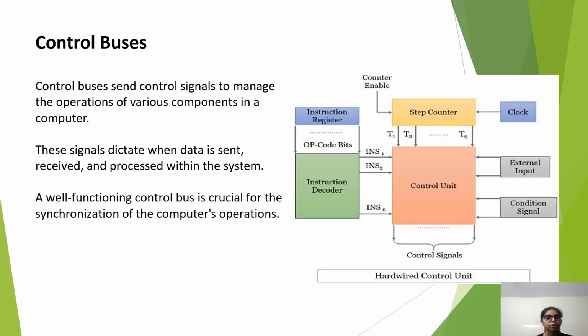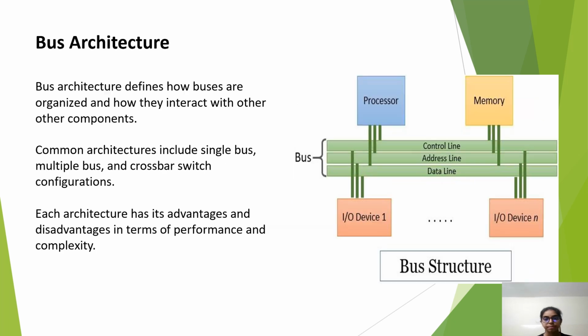Control buses. Control buses send control signals to manage the operations of various components in a computer. These signals detect when data is sent, received, and processed within the system. A well-functioning control bus is critical for the synchronization of the computer's operation. This is hardwired with the unit, picture, components, and the blocks.